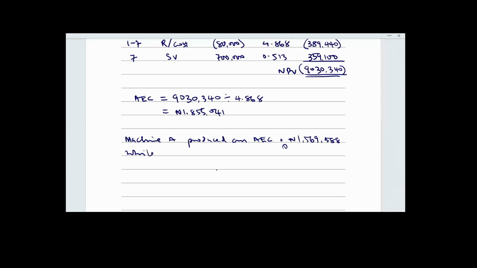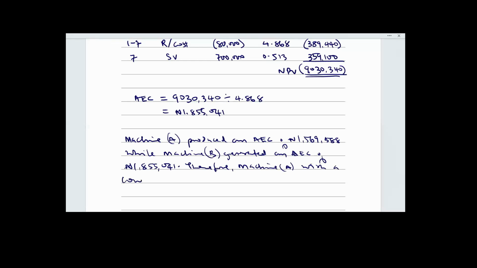Machine B generated an annual equivalent cost of 1,855,041 naira. Therefore, machine A, with a lower annual equivalent cost, should be purchased.